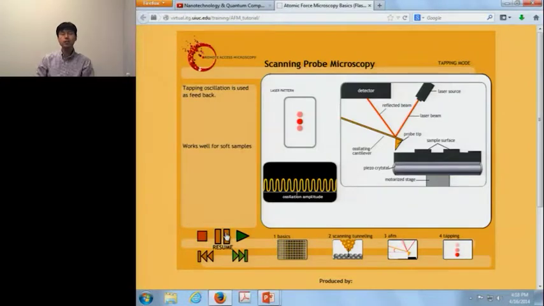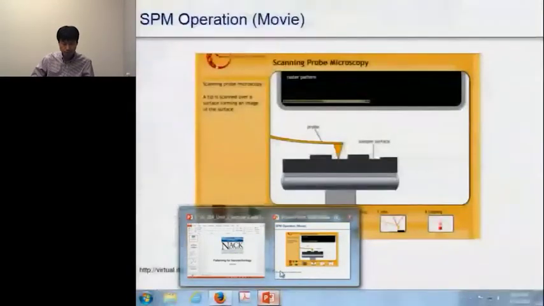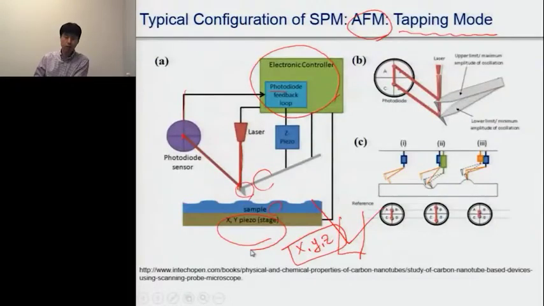So, as I just mentioned, basically each of the different technologies just uses a basic configuration, which is a cantilever, and then the laser, and then a photodetector, and then a feedback loop. The monitoring signal is different based on the technology.